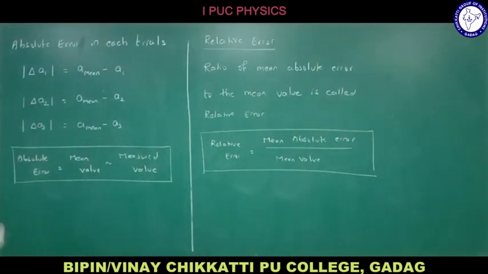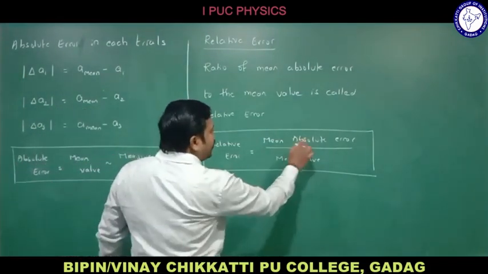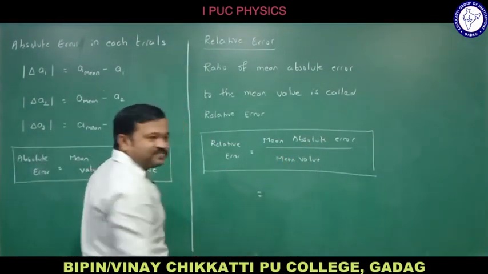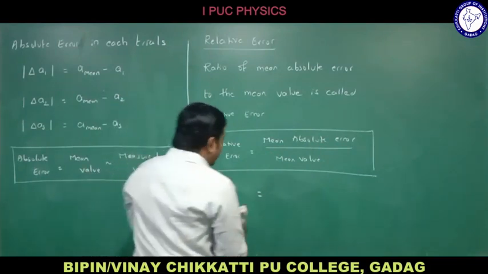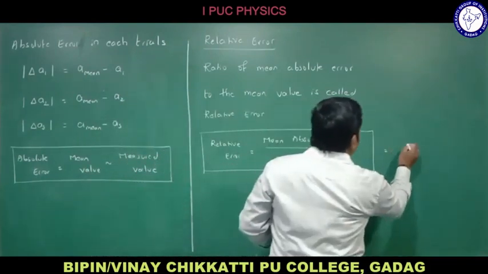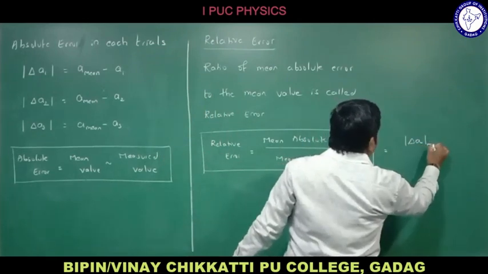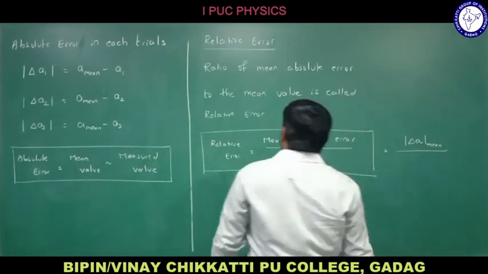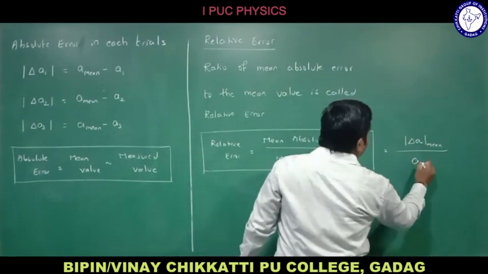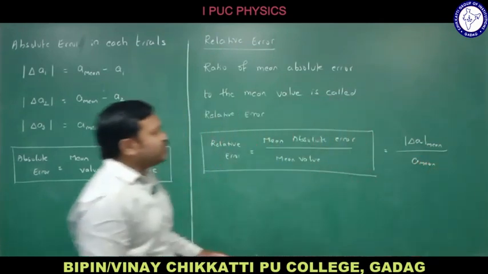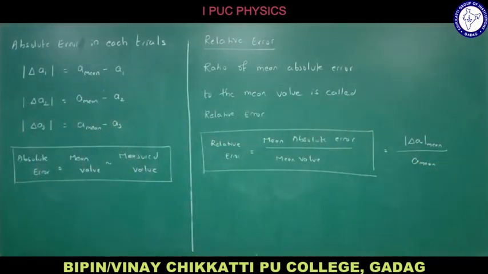Okay, how to calculate it? So delta A1, delta A2, delta A3 are the absolute errors. Mean absolute error: take the mean of this. Instead of writing here, the mean absolute error is delta A mean, divided by the mean value, which is A mean. So delta A mean divided by A mean.